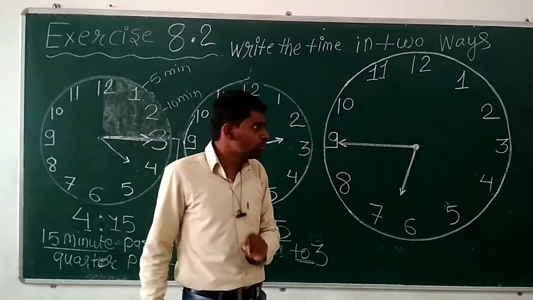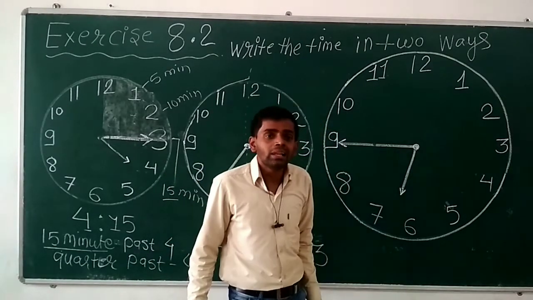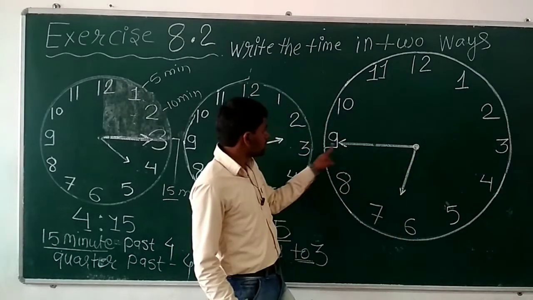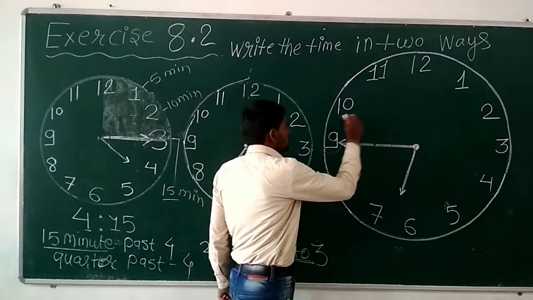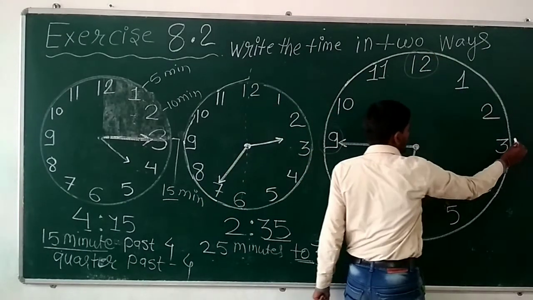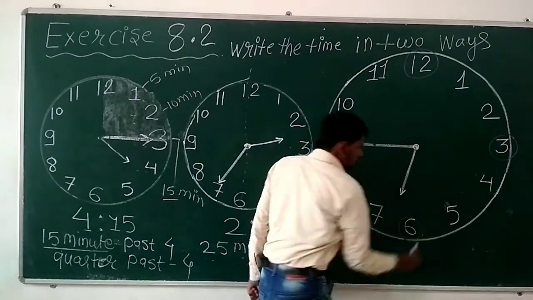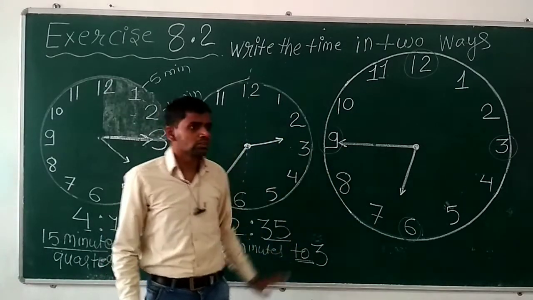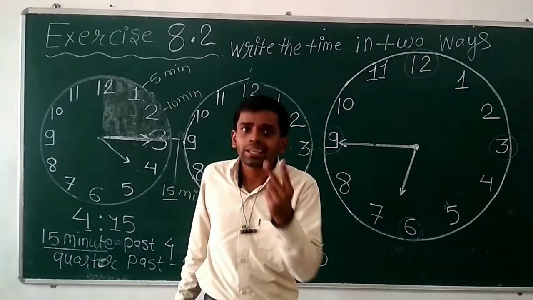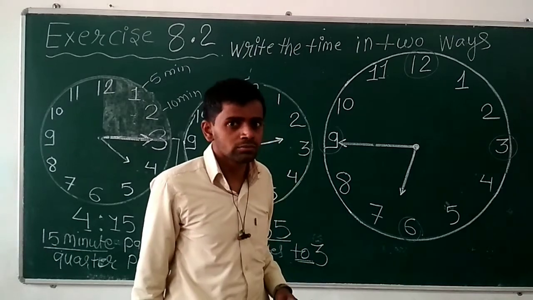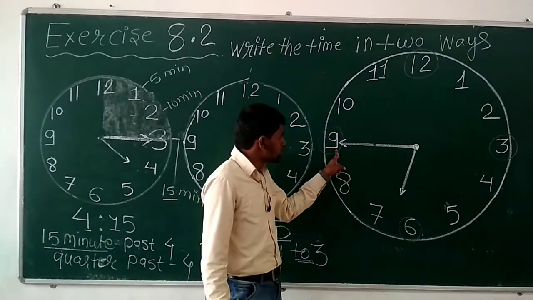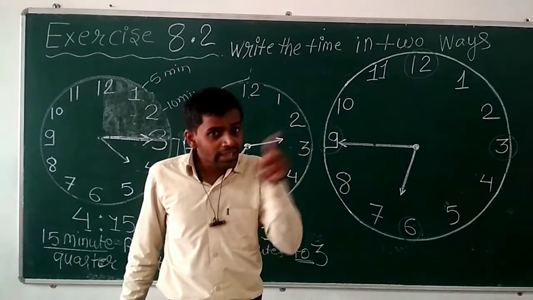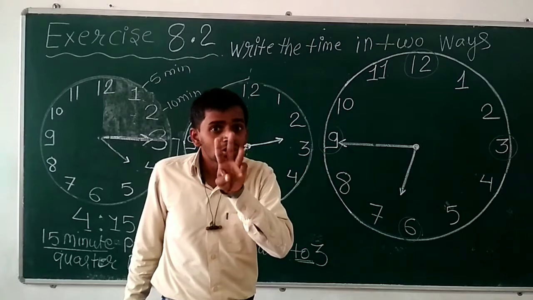देखो special time कब होता है? When the minute hand is on 12, when the minute hand is on 3, when the minute hand is on 6, and when the minute hand is on 9. ये जो numbers है ना, there are 4 numbers. Here, if the minute hand is on 12, 3, 6 and 9, तो हम हमेशा टाइम को 3 तरीके से लिख सकते हैं. फिर से बोलता हूँ. If the minute hand is on 9, 12, 3 and 6, in this case we can write the time in 3 ways.